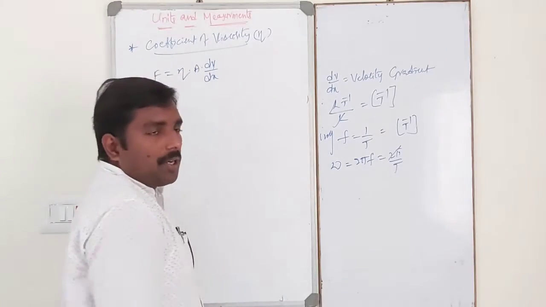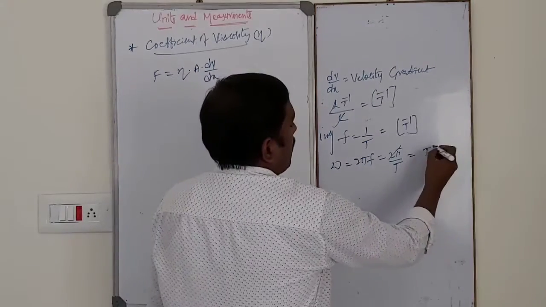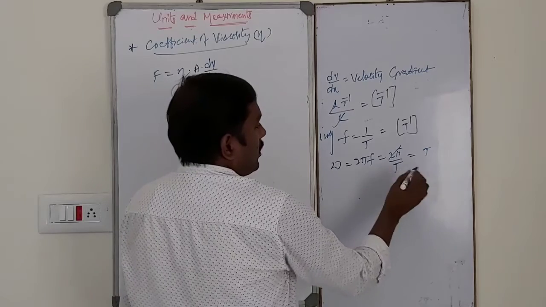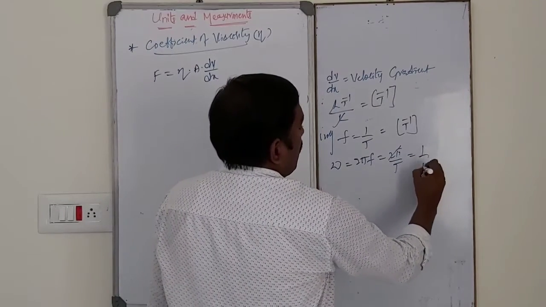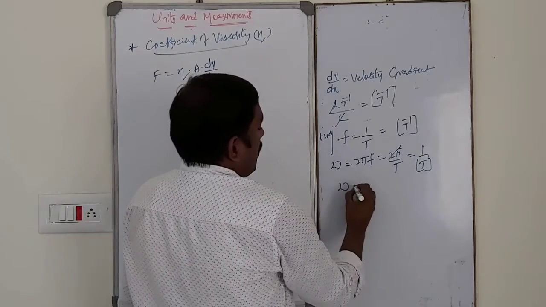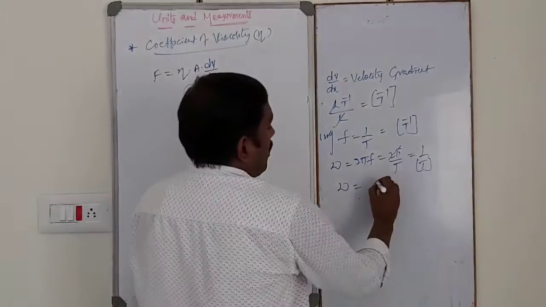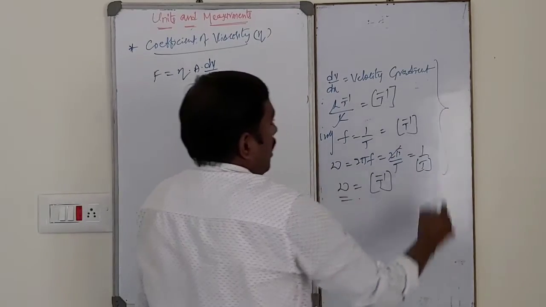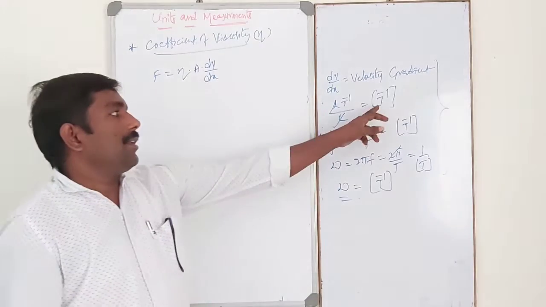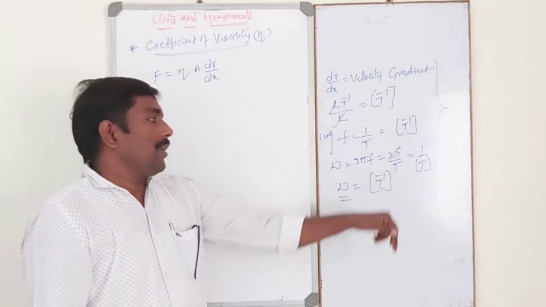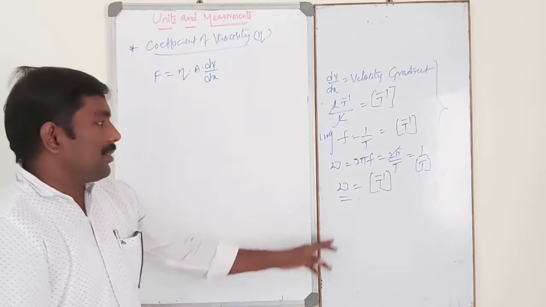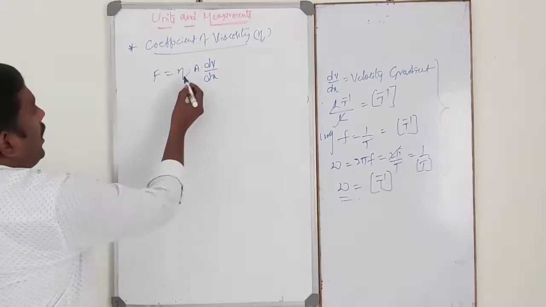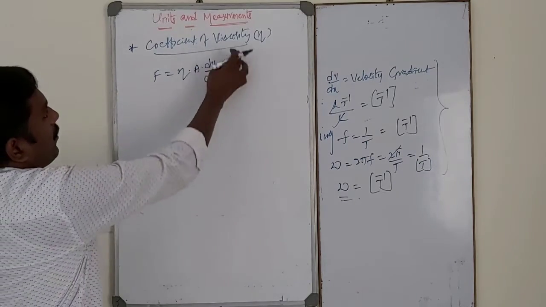2 pi is the dimensionless quantity. Then 1 by T is nothing but T power minus 1. What is the dimensional formula for T? It is nothing but T. So 1 by T. So dimensional formula for angular velocity, T power minus 1. So these three have the same dimensional formula. Velocity gradient T power minus 1, frequency also T power minus 1, angular velocity or angular frequency also T power minus 1. Okay, then I want the coefficient of viscosity eta.